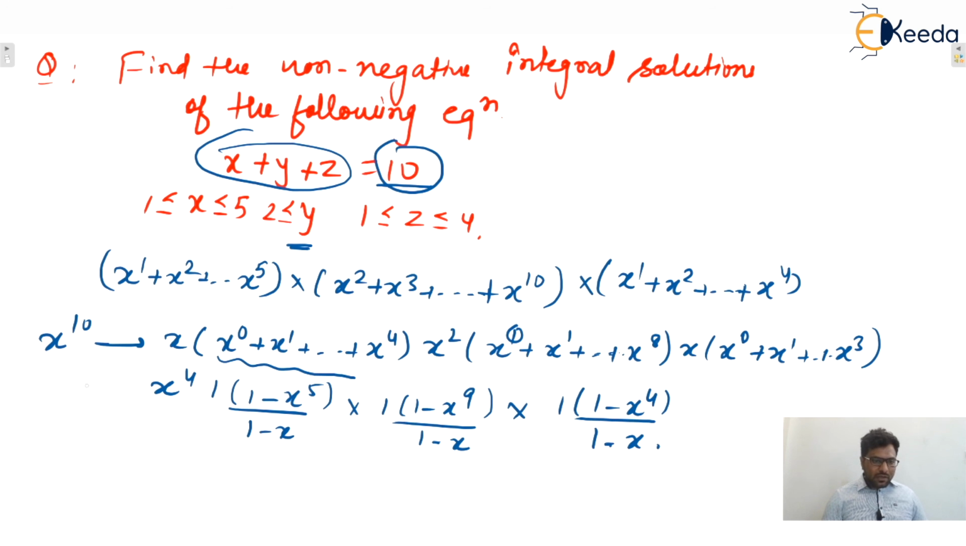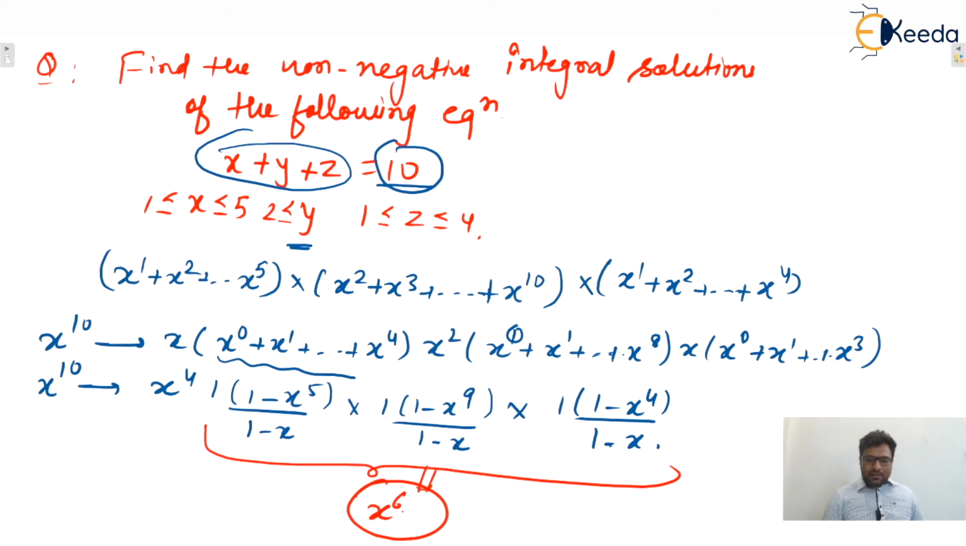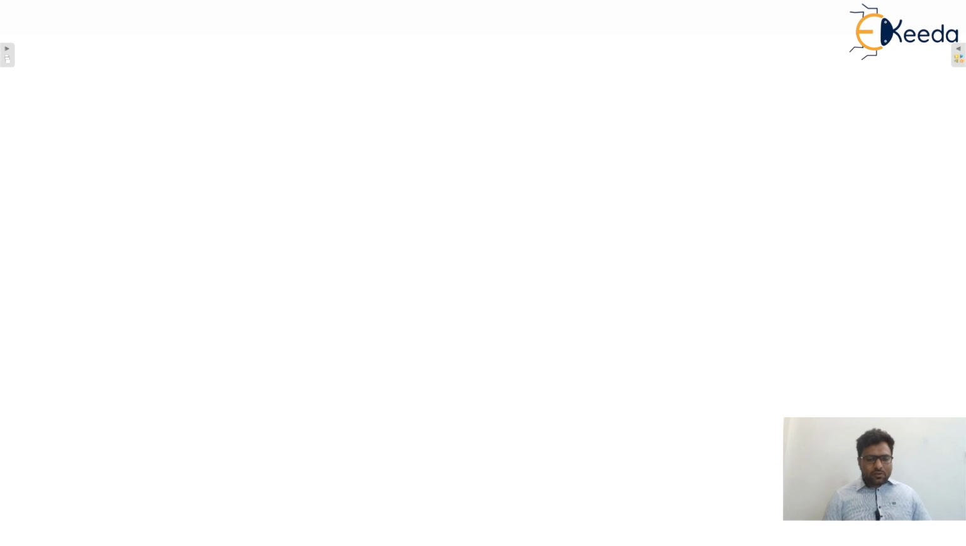So finding the coefficient of x power 10 in this entire expression is equivalent to finding the coefficient of x power 6 in this expression. Somehow we can say that ultimately x power 6 will be multiplied with x power 4, and that will be the x power 10 only. Okay, so this problem gets reduced. We can reduce it a little bit. So now the problem becomes finding the coefficient of x power 6 in this expression.